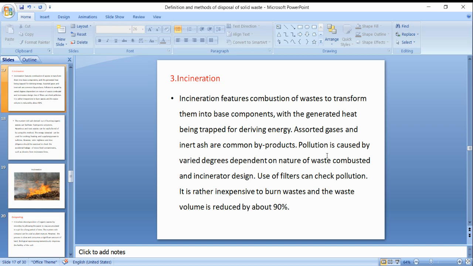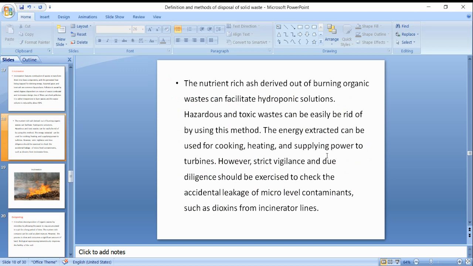So use of filters can check pollution. It is rather inexpensive to burn, and the waste volume is reduced by 90%. Instead of going to the incineration process, it is better if we reduce the waste. We can burn easily, but it will pollute the environment. So it is better to avoid the incineration process.